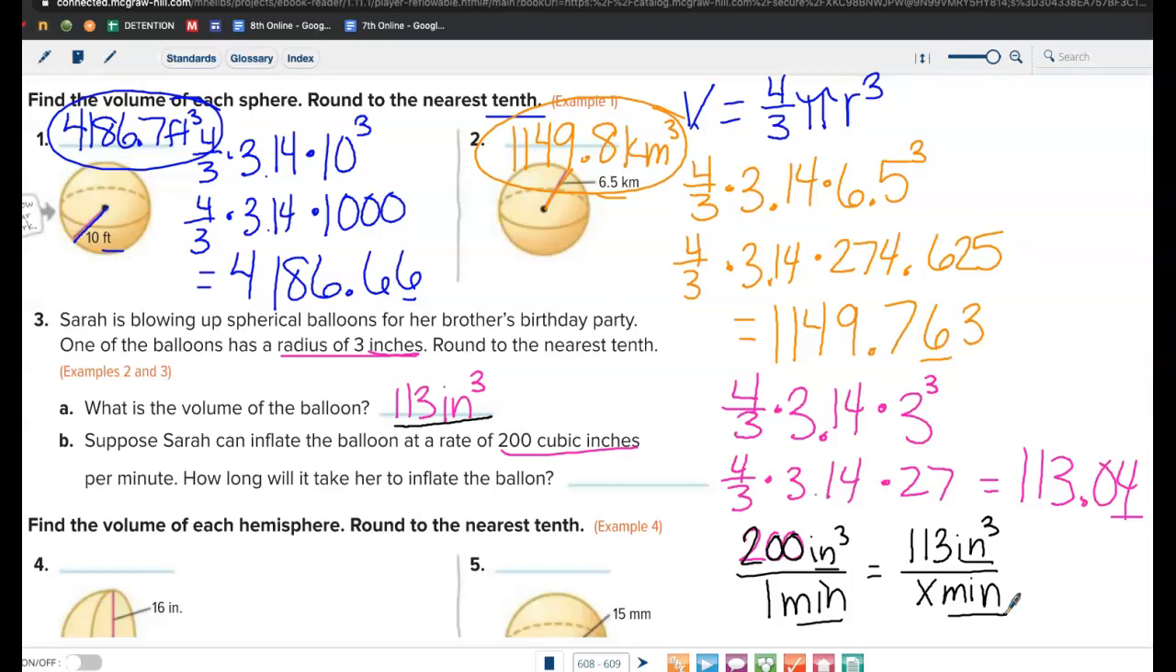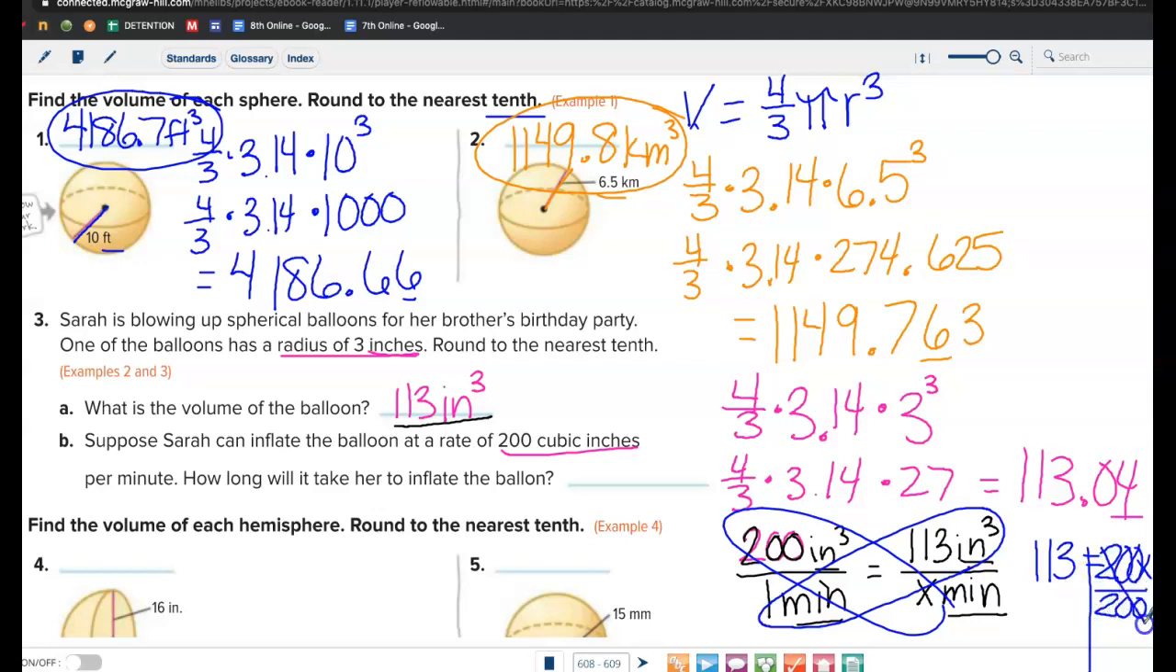So now we're going to use our butterfly method. So I'm going to take 1 times 113, which would give me 113, equals 200 times x, which is just 200x. My numbers are on opposite sides of the equation, so I'm going to solve with the opposite operation. So I'm going to divide by the number with the variable, which is 200.